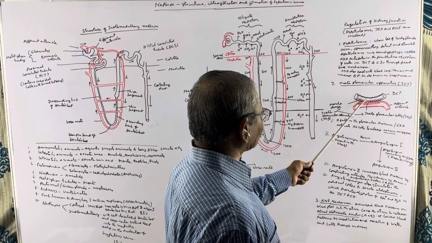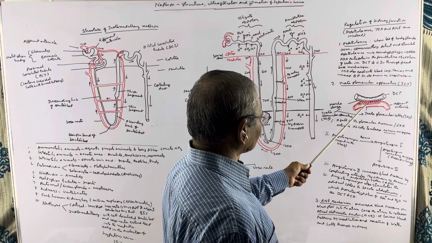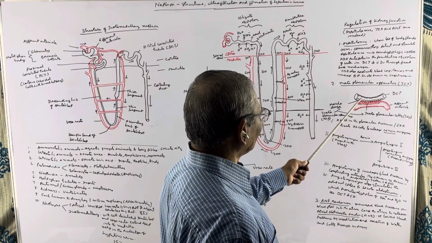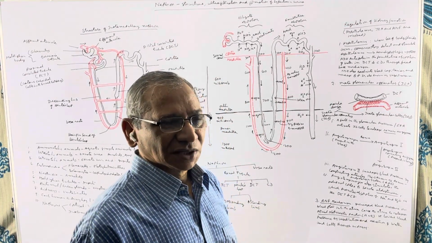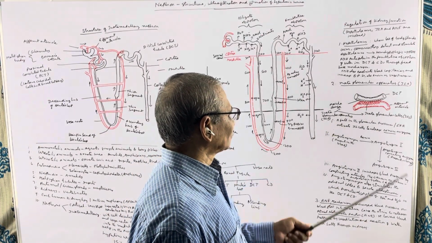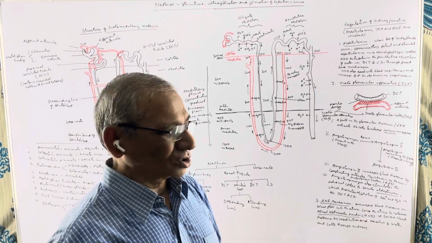The cells of the DCT closest to, or attached to, the afferent arteriole become thick and form a patch-like structure. This patch of thickened cells is known as macula densa. So the macula densa is formed in the distal convoluted tubule.